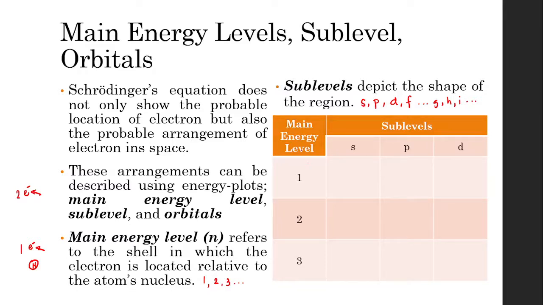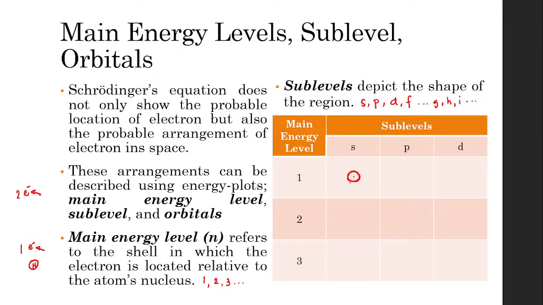So we have the main energy level. The first main energy level is much closer to the nucleus. You will usually find a sublevel S. So you will have your S right here, this area right here, and in the middle there is the nucleus. I just want you guys to think of that. So in the middle here is your nucleus, and the electron can be found anywhere around this sphere at the S level.